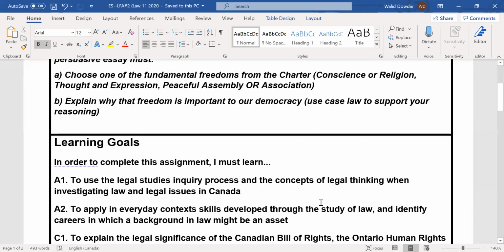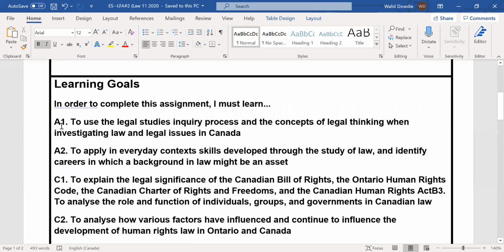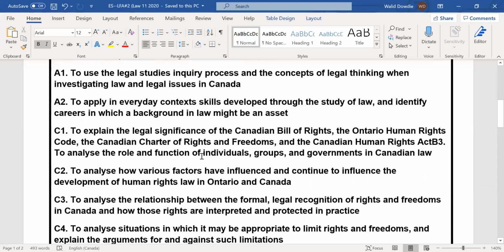So when examining this, we're looking at, again, A1 and A2, which are the ones we always do because those are sort of core things you always learn in law, no matter what unit you're in. But for this section, you are looking at C1: to explain the legal significance of the Canadian Bill of Rights, the Ontario Human Rights Code, the Canadian Charter of Rights and Freedoms, and the Canadian Human Rights Act. To analyze the various factors that influenced and continue to influence the development of human rights law in Canada.